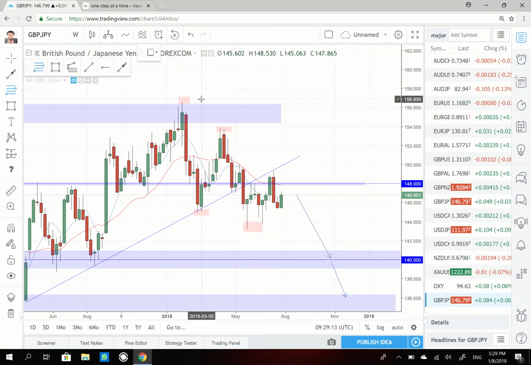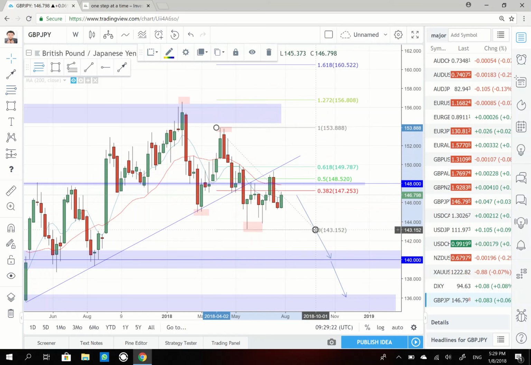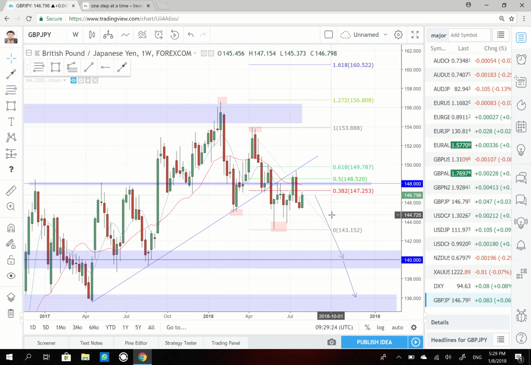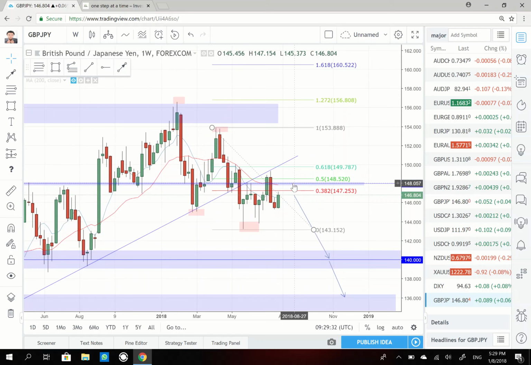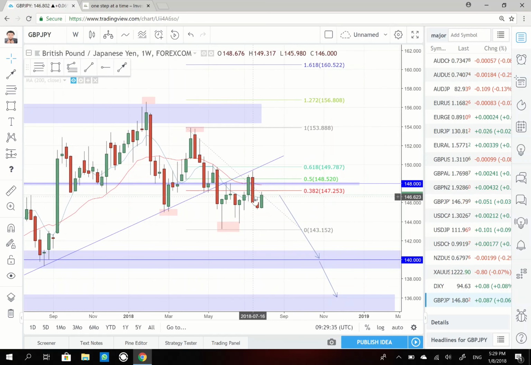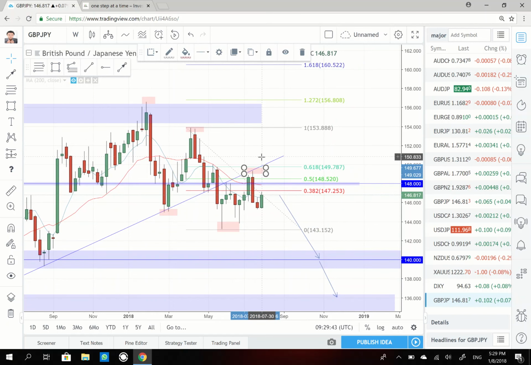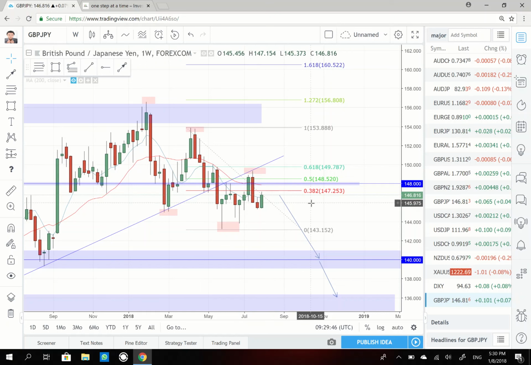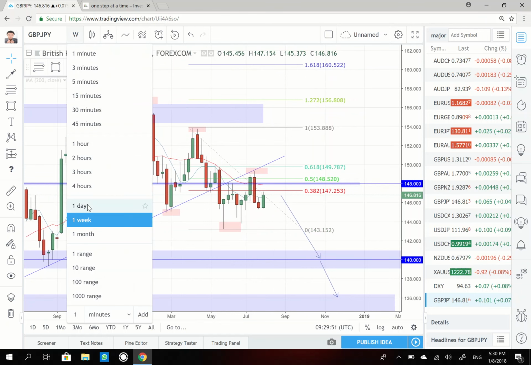But let me get my Fibonacci over here. So if I put my Fibonacci from this swing to this swing, alright. So this 1.4800 has acted as a huge major resistance over here, and price has already shown some sign of weakness. So maybe, I don't know, maybe this is already a lower high. Yeah, a lower high. So what I can do is go down to daily.